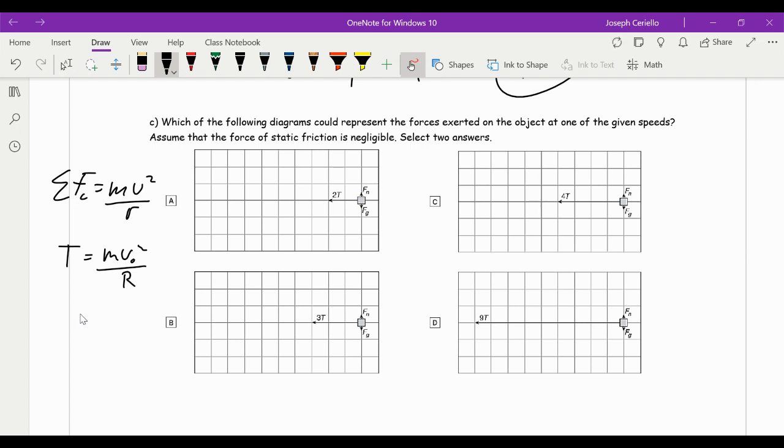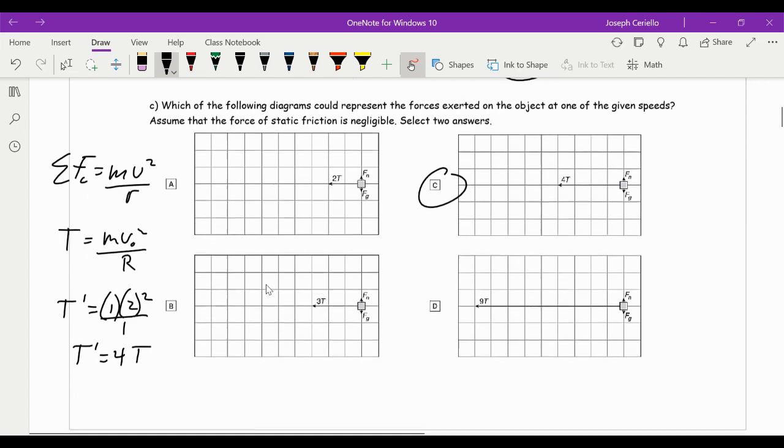So in one of the cases, I am doubling v. So I'll call that T prime. The mass doesn't change, so I put in a 1. V naught is doubling, so I put in a 2. Don't forget to square it. And r is not changing. So T prime, I end up getting 4T. So that'll be this choice here.